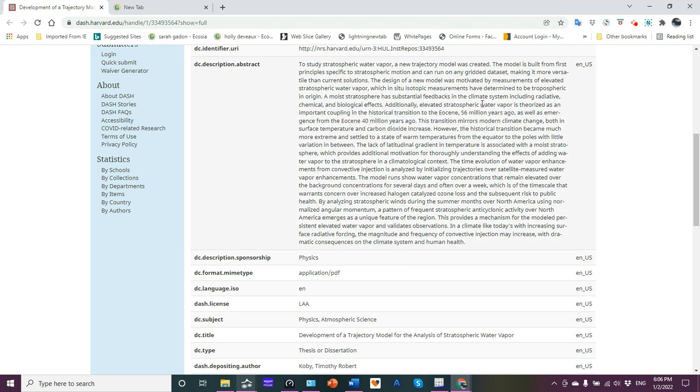So what he's basically saying is that elevated stratospheric water vapor helps warm the planet. That's what he's saying when he talks about radiative, chemical, and biological effects. You put more water vapor into the stratosphere, it's going to couple with what goes on in the troposphere, and it's going to increase the temperature of the planet. This transition mirrors modern climate change, both in surface temperature and carbon dioxide increase. Boom.